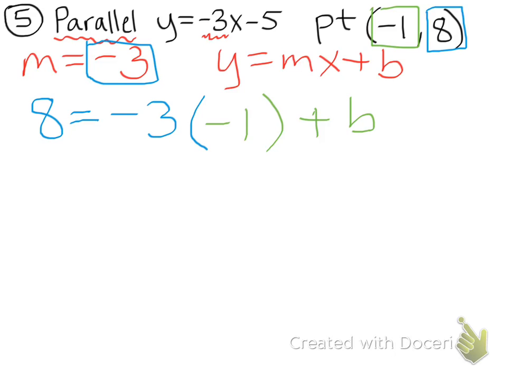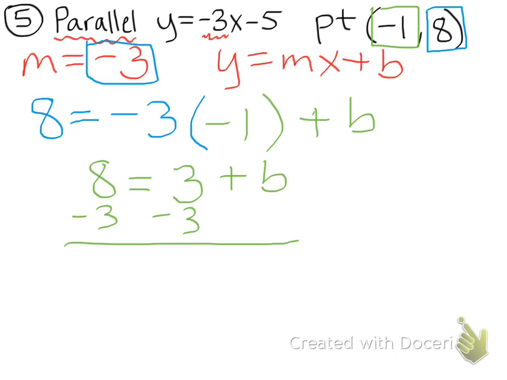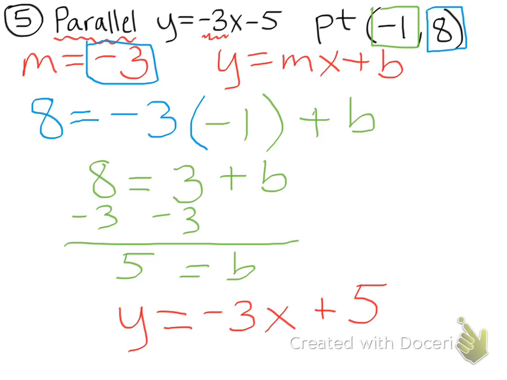Now we're just going to solve this. -3 times -1 is a +3. So 3 plus b is equal to 8. Subtract 3 from both sides, and we get b is equal to 5. Our last step now is to write our equation. So we're going to write y is equal to our slope, which is -3, x plus our b value, which we just found, which is 5.